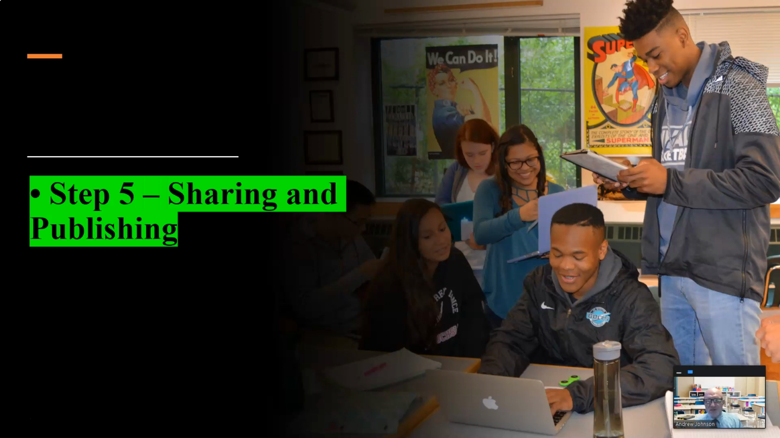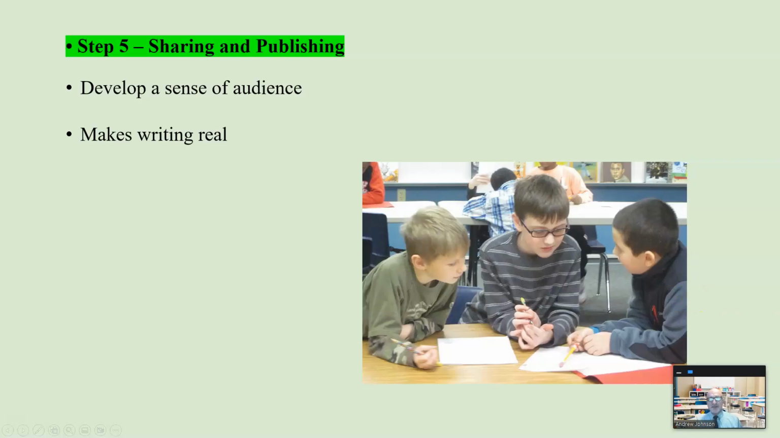This is an important step. Don't skip this step. Here are some ideas for how you might do sharing and publishing. Anytime you're able to share, it makes the writing come alive. It's magic. It's real. And students develop a sense of audience by having an audience. So they must share their ideas someplace.